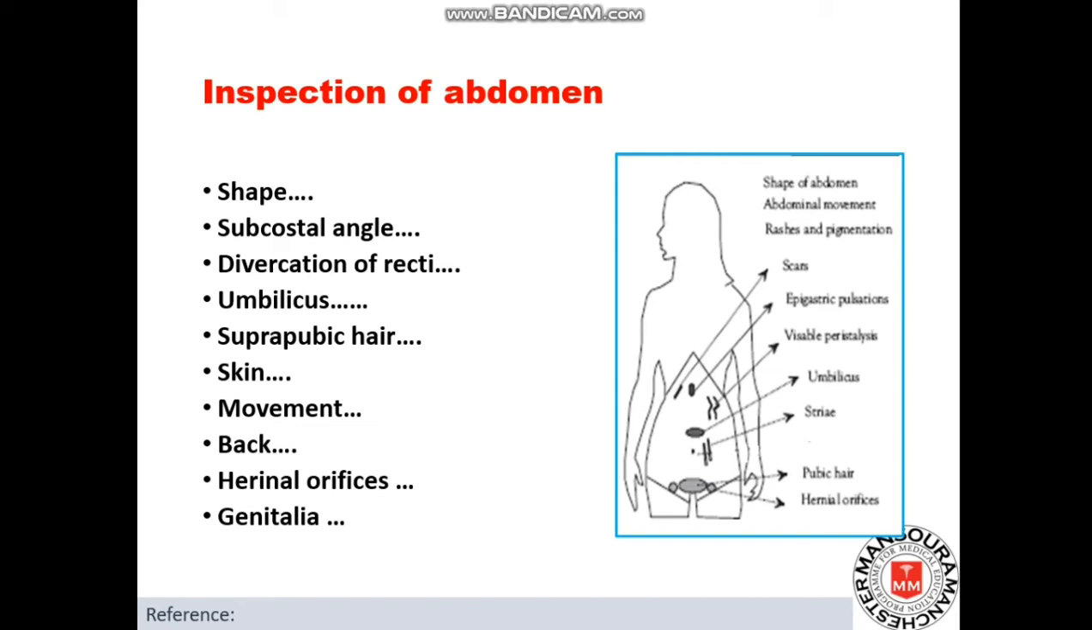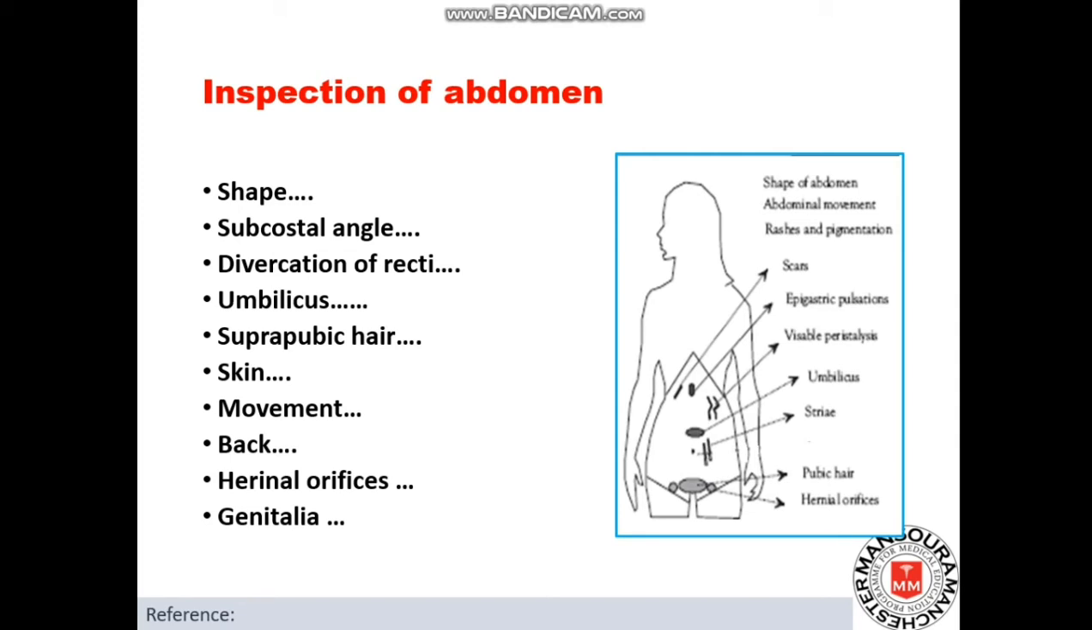Suprapubic hair distribution gives knowledge about feminine or masculine distribution, steroid use, or chemotherapy-induced loss in patients who received chemotherapy and so on. Skin examination of the abdomen gives more information about dilated veins, bleeding disorder signs in the form of petechiae, purpura, and ecchymosis, abdominal wall edema, scars of previous operations, and so on.